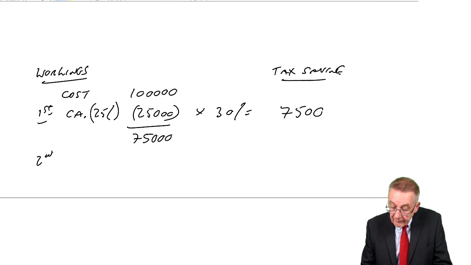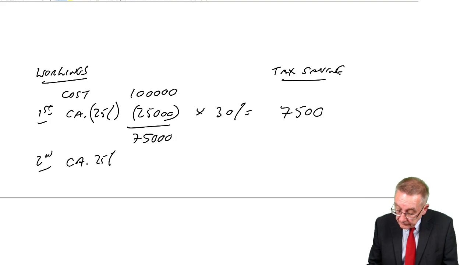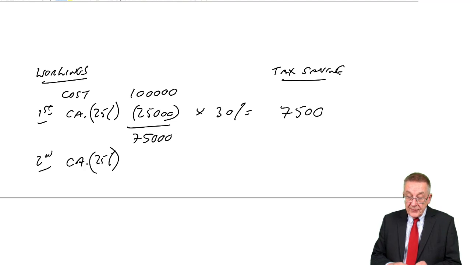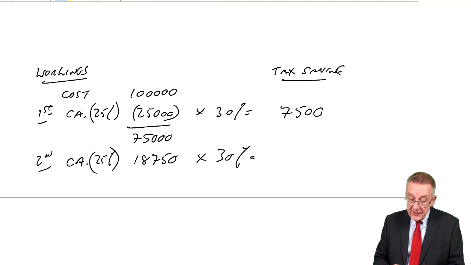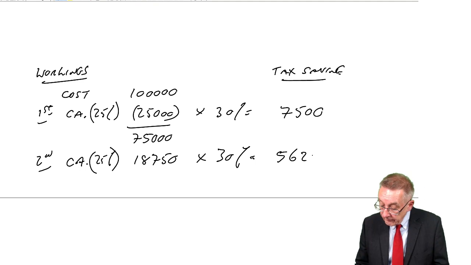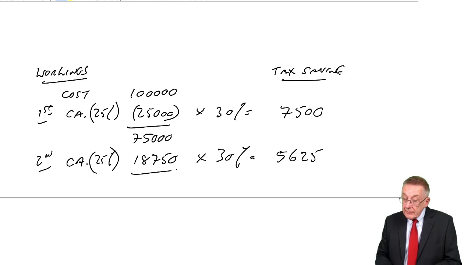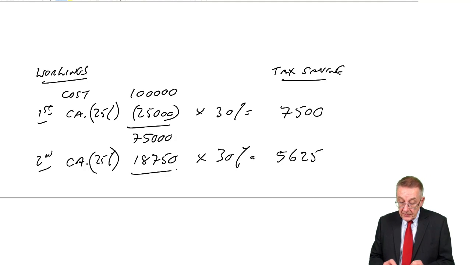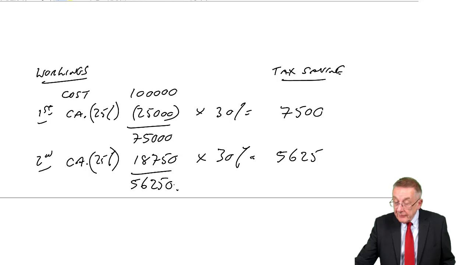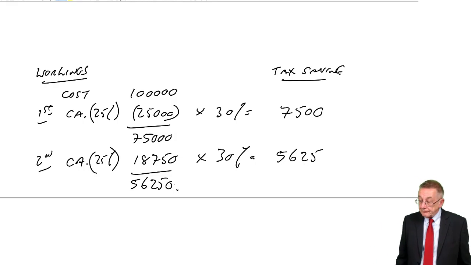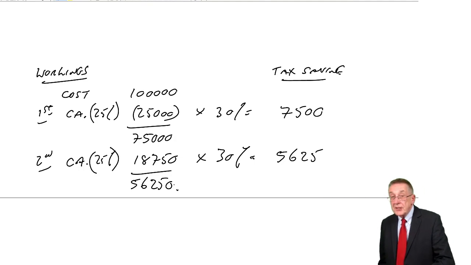Let's now carry on. It's 25% each year. 25% of 75,000, 18,750. And so the tax saving that results at 30%, 5,625. That brings the tax value down to 56,250. Well, I'll put the figures on my schedule later. Let's finish the calculations.